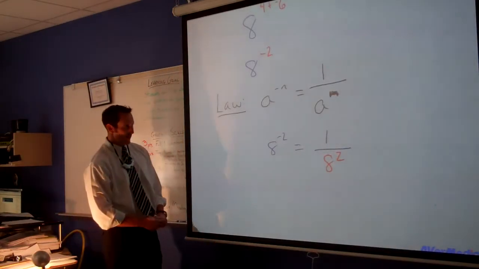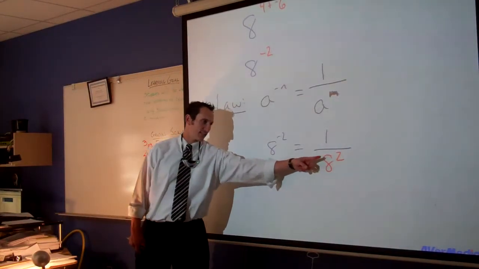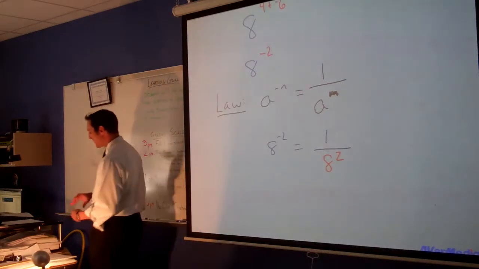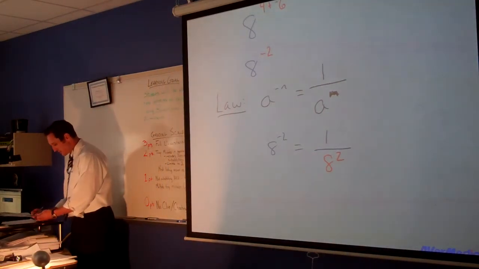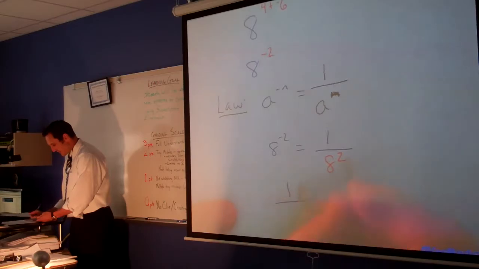And since I have a number that I can easily evaluate, 8 to the 2nd power, go ahead and do it. Since it's easy to do, we're going to go ahead and do it. That's 1 over 8 to the 2nd power, 64.